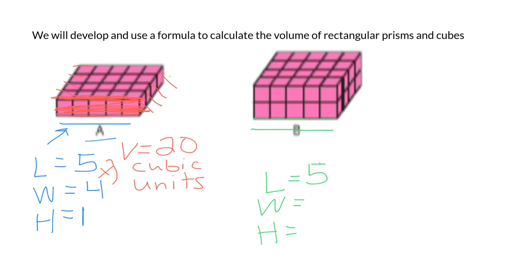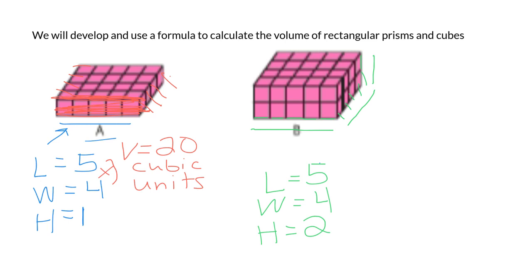Now I'm going to do the same with my width over here, which is how wide my solid is. 1, 2, 3, 4. And I put that by my W for width. And then one thing I noticed about this solid that's a little bit different is how tall it is, or how many layers there are. And I can count that by 1, 2. So this solid has a height of 2.